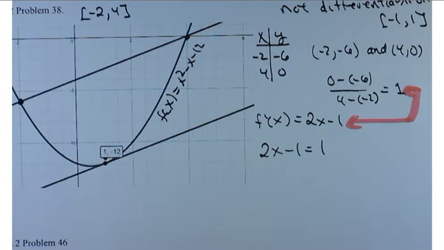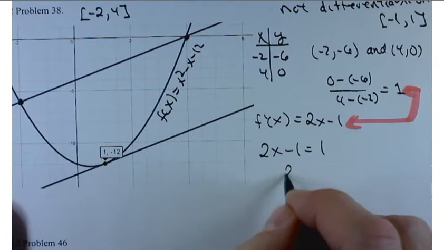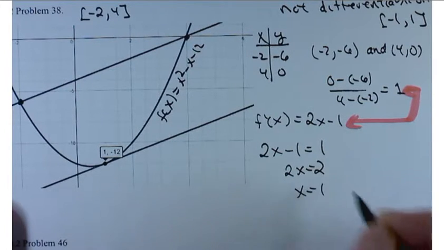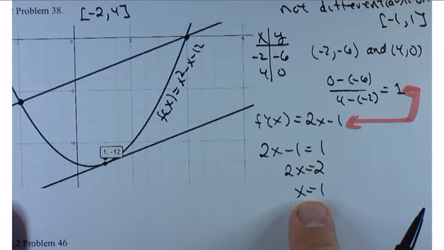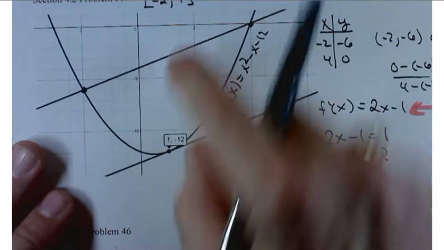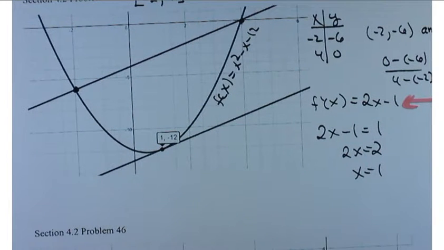So 2x equals 2, x equals 1. So at x equals 1, the slope of the tangent line matches the slope of the secant line. And you can see that. These two are nice and parallel. So that's the mean value theorem.